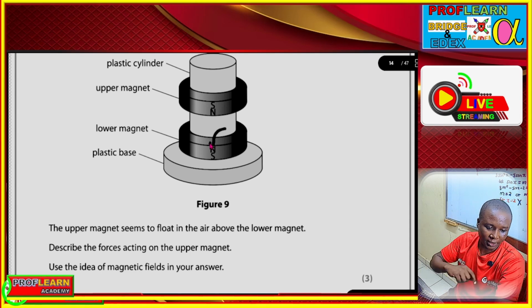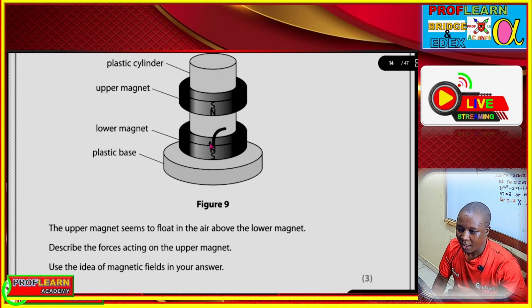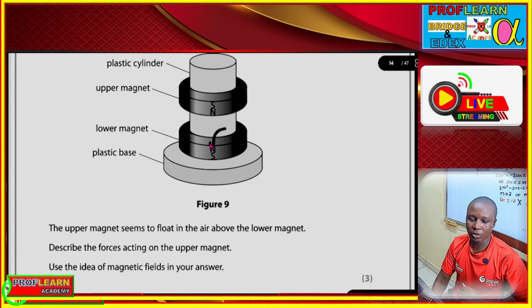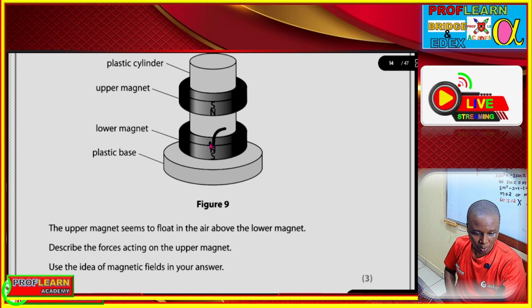Guys, can you comment in the chat section? Describe the forces. Which forces are we talking about here? Which forces are acting? I would like to know before I move to the next part.